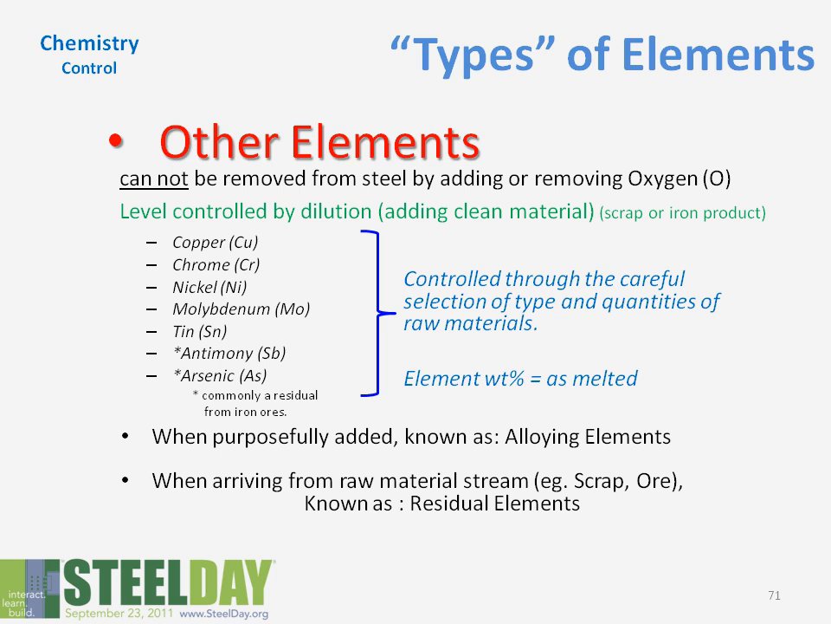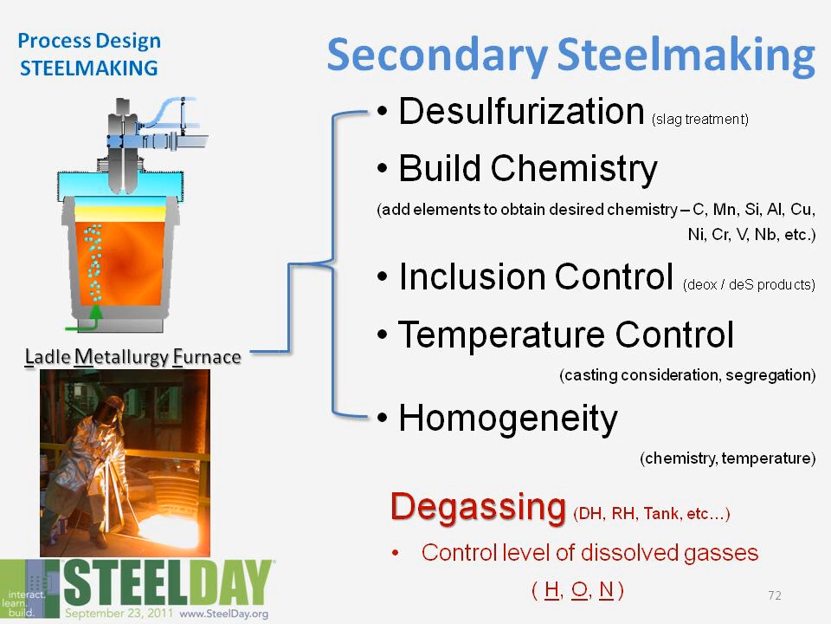In secondary steel making, we basically go back and add back in those elements. We also control temperature. We make sure the steel is homogeneous from a temperature and a chemistry standpoint. And there may be some additional processes based upon the type of steel being made, be it degassing.